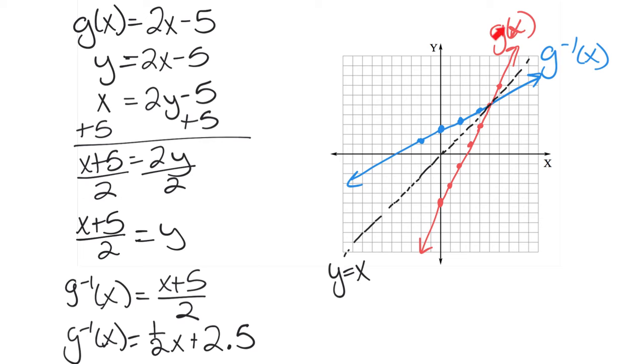To see this a little bit better, I've added our original function g of x in red there. And then here's that line, y equals x, that perfectly diagonal line. And you can see that it really is just a reflection over that line.